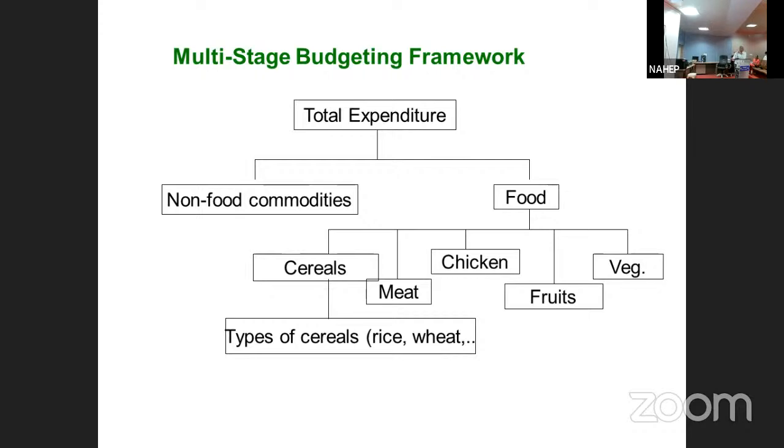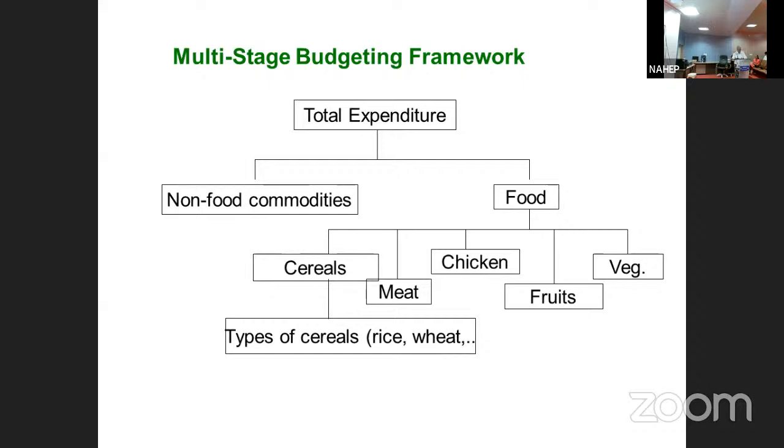Then this is my first stage. Then my second stage is consumption of cereal is a function of price of cereal and expenditure on food. This is my second stage. What is my third stage? The share of rice expenditure. That is the Yates model in quadratic terms. In the Yates model, share of rice is a function of expenditure on cereal. Second equation, share of wheat expenditure is a function of cereal expenditure, and so on. So this is my third stage.